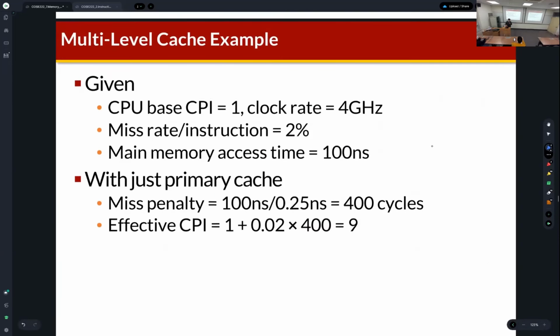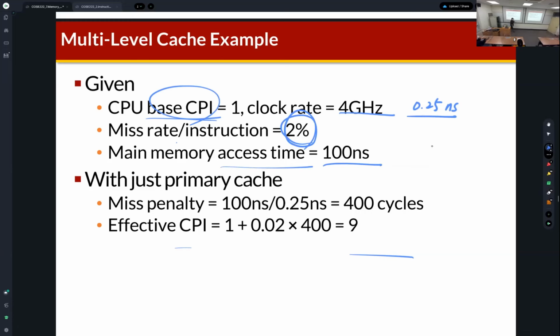So let's see the impact of the multi-level cache. This is the example. For the CPU, the base CPI, the ideal CPI, is 1, and the clock rate is 4 gigahertz, which means that the clock period is 0.25 nanosecond. And let's say the miss rate per instruction is 2%, and the main memory access time is 100 nanoseconds. So what is the miss penalty in this case, in cycles? What is the miss penalty?